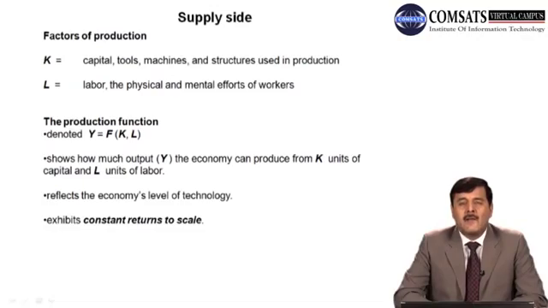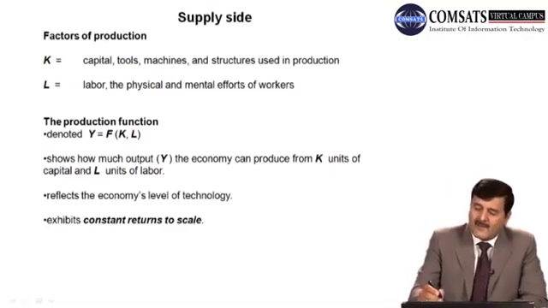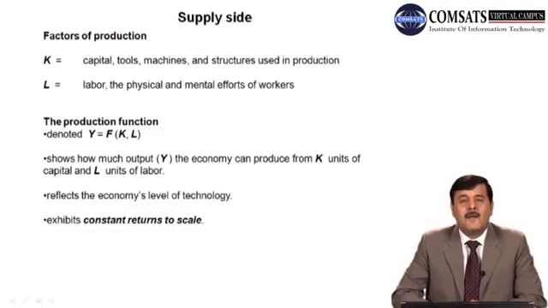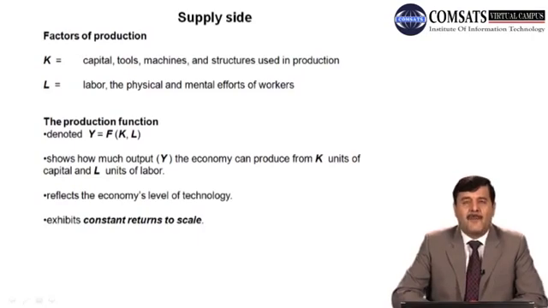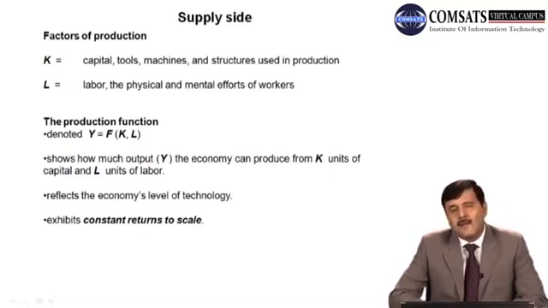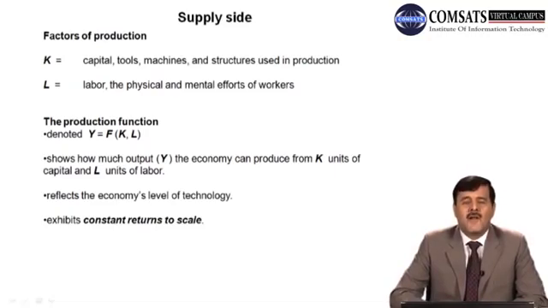So we can write a production function. Production function can be written as Y is a function of capital and labor. It shows the output Y the economy can produce from K units of capital and L units of labor. So the production function tells us that if the economy uses this many units of capital and this many units of labor, it can produce a certain quantity of output. And of course they use a certain level of technology, which we normally show with A. So technology is also a factor which can be considered during the production process.